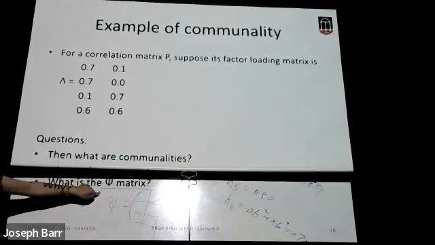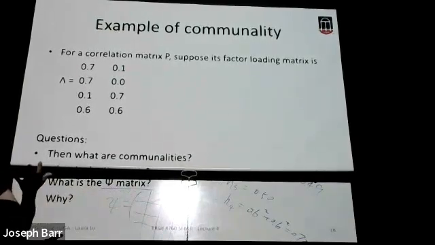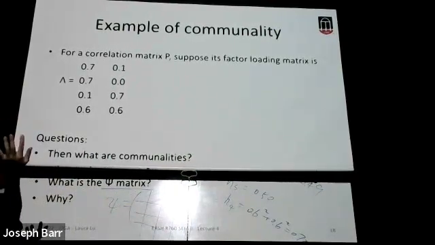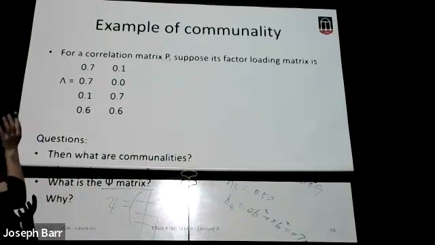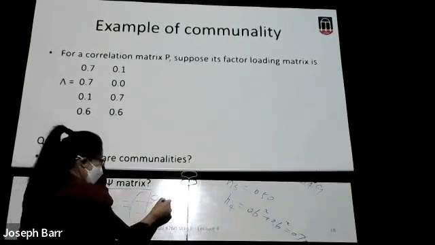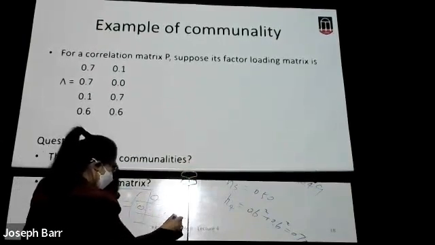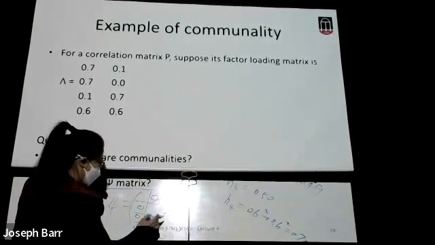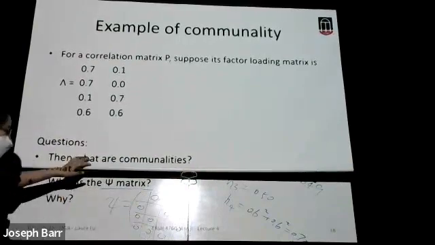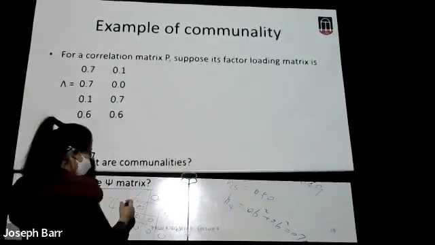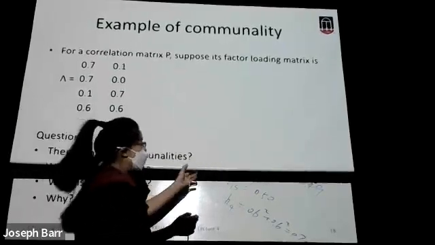And what is the form of this? Psi is diagonal. We assume that the off-diagonal elements are 0 because we assume that the errors are independent. So all of these are 0, 0, 0. But we do have 4 spots left. So what is psi 1,1?